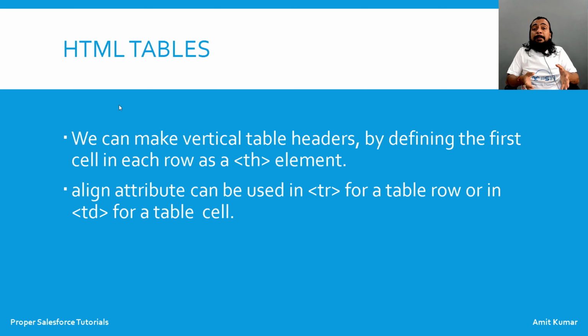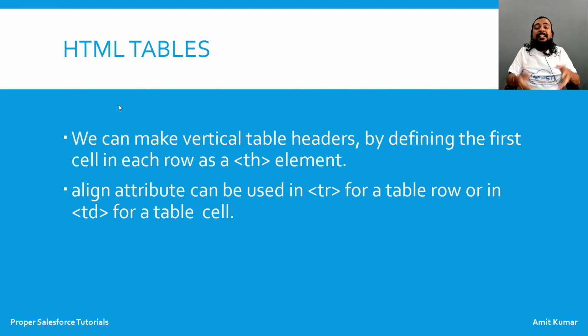Align attribute can be used in TR for table row or in TD for table cell, and you can align it to left, center or right. So the content of it will be aligned accordingly. Caption tag can be used to provide caption of the table. And it is a point to note here that caption tag should be used just after the table tag, so that the caption is provided to that specific table.